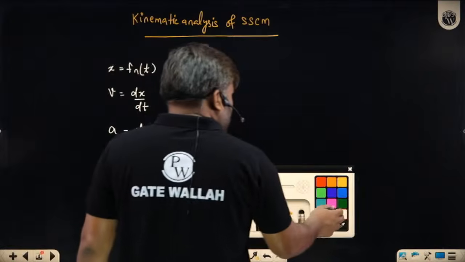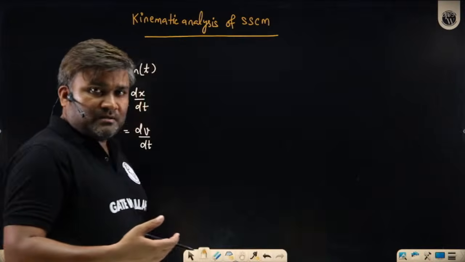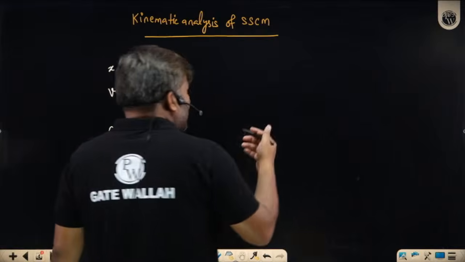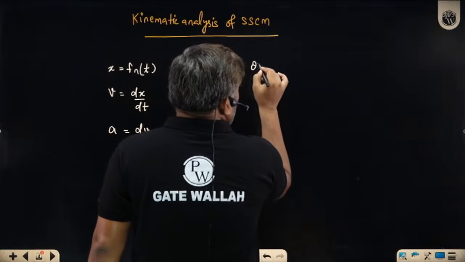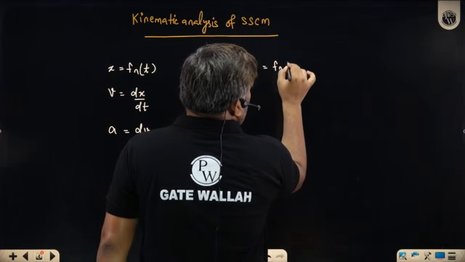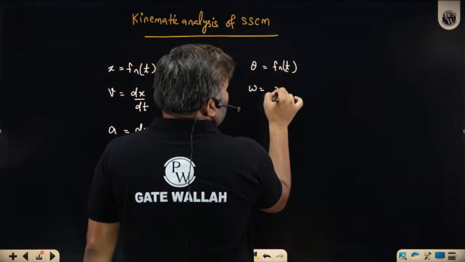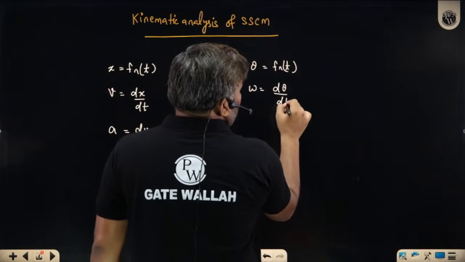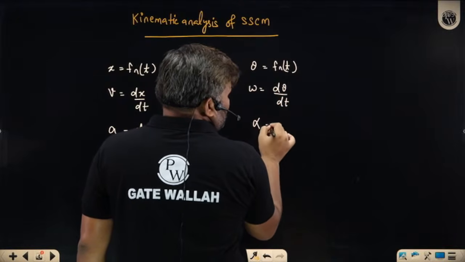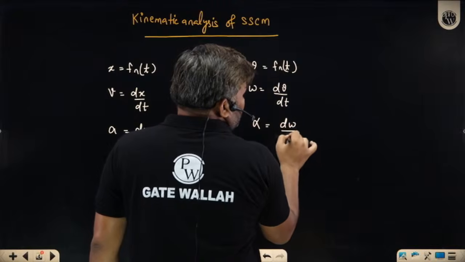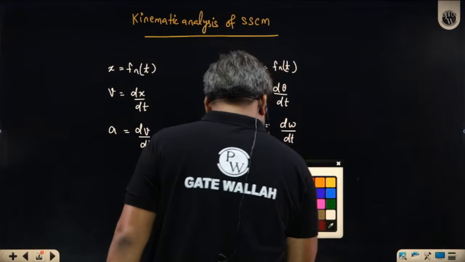If something is having rotational motion, the parameters will be that let's find out theta as a function of time t, and once you have theta as a function of time t, then what will be omega? d theta by dt. And what will be angular acceleration? d omega by dt. Simple si baat.